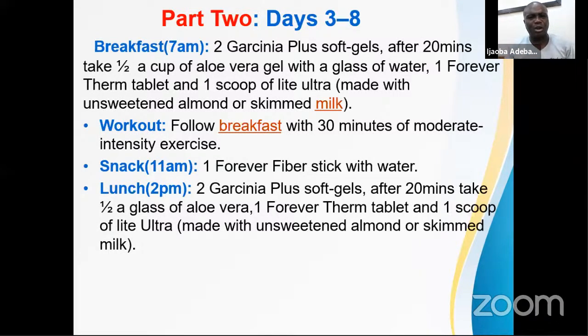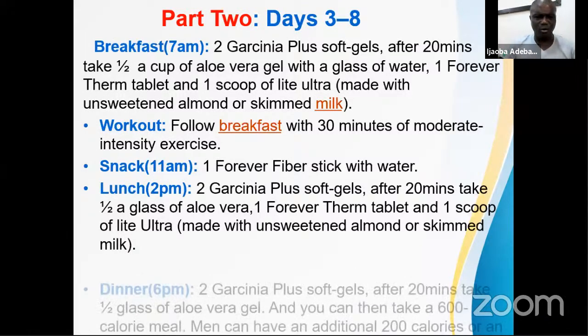All you need to do during lunchtime is to get your Garcinia again. After 20 minutes, take about half a glass of aloe vera. Take one Forever 10, 1 scoop. You are now increasing the scoop: 2 scoops in the morning, and you are taking a scoop in the afternoon of Light Ultra made with unsweetened almond or skimmed milk.